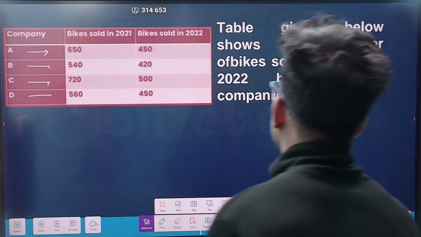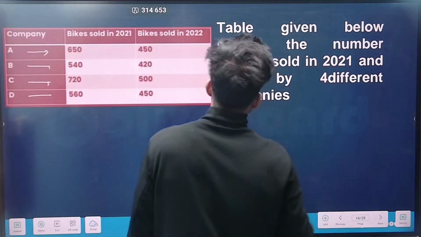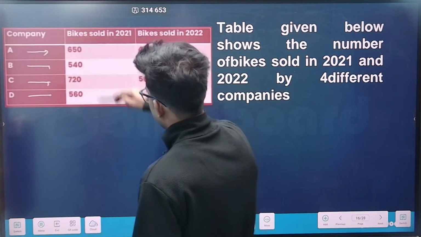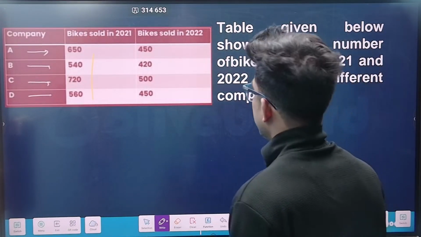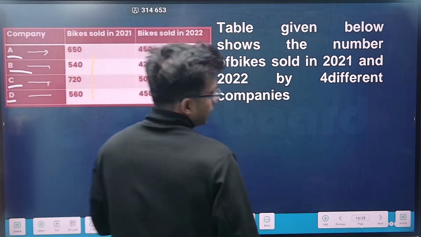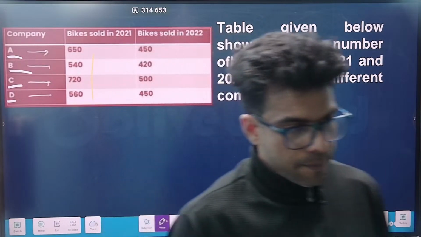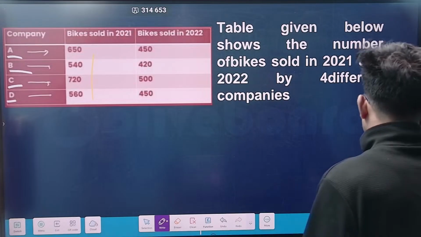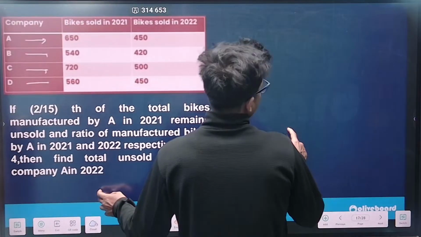Okay, the table given below shows the number of bikes sold in 2021 and 2022 by 4 different companies. The data I think is visible to everyone. So we have company names A, B, C, and D. The process is about how fast you calculate the things. I hope this is visible to everybody. Now let us start with the question. This is the question, everyone. Can you solve it? Or you can try solving it.